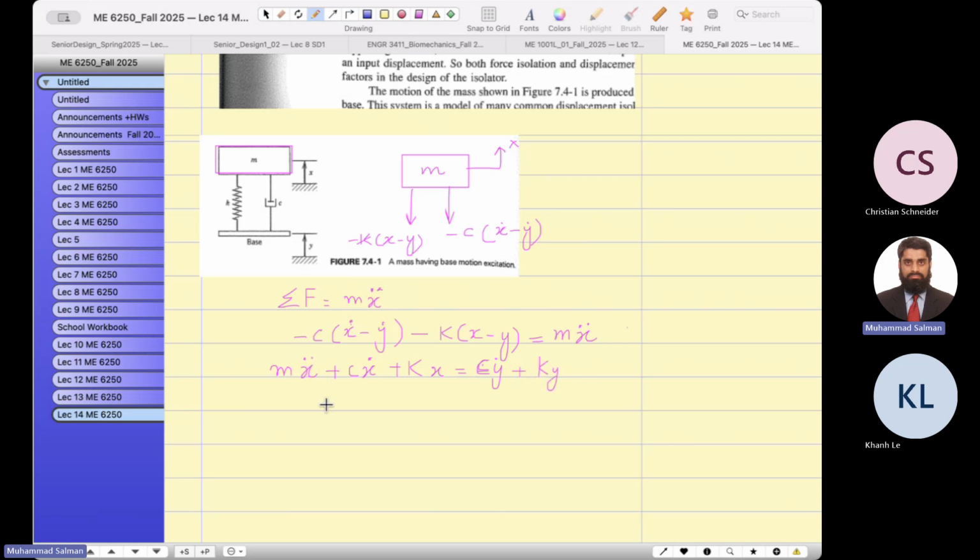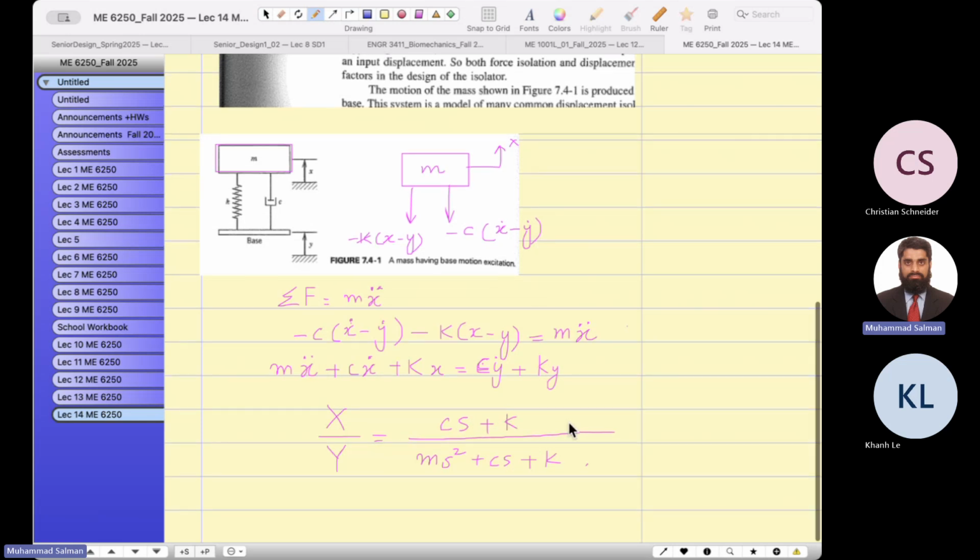Then after you take the Laplace transform and do the rearrangement of everything, you will get m s squared plus c s plus k in the denominator, and in the numerator you will get c s plus k. What is this known as? This is known as the transfer function.